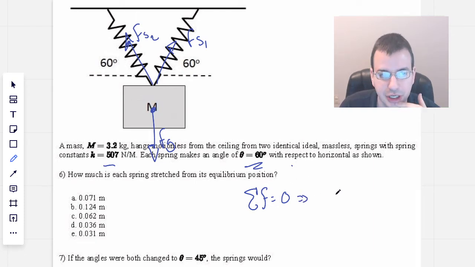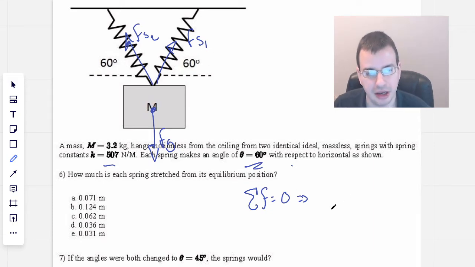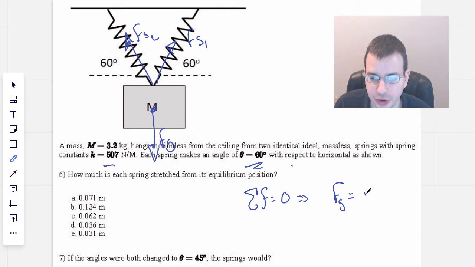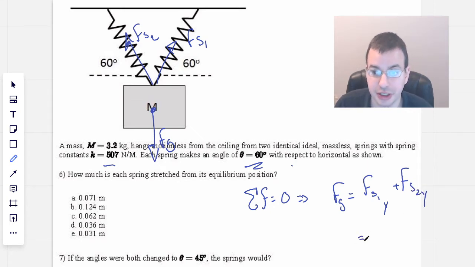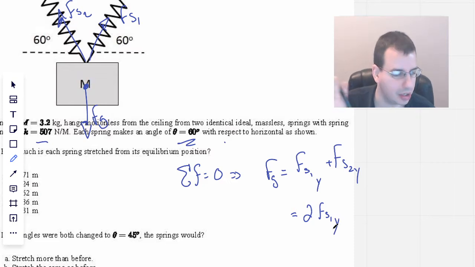We can set them equal to each other. Some are positive, some are negative, but I'm going to skip a couple of steps here. Force gravity equals force of spring 1 in the y direction plus force of spring 2 in the y direction. Since the two springs are identical, we can call this 2 times force spring 1 y.